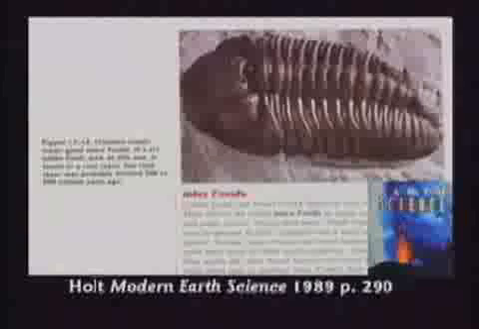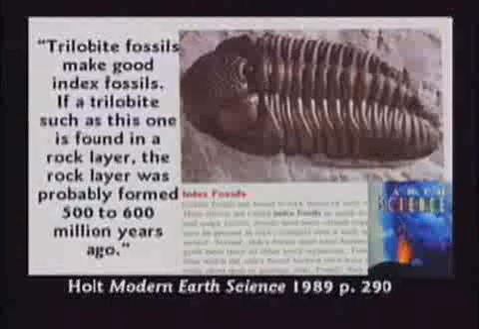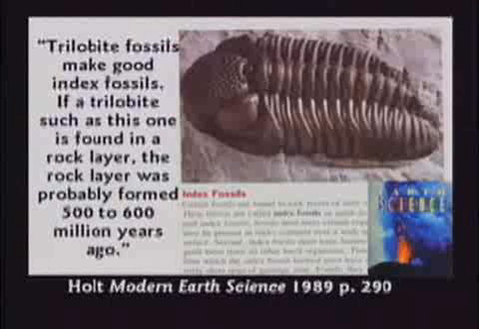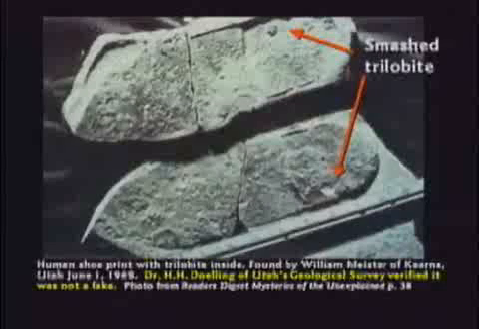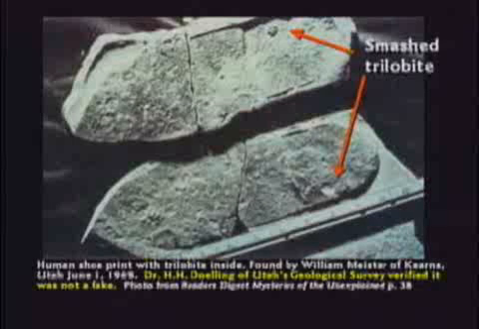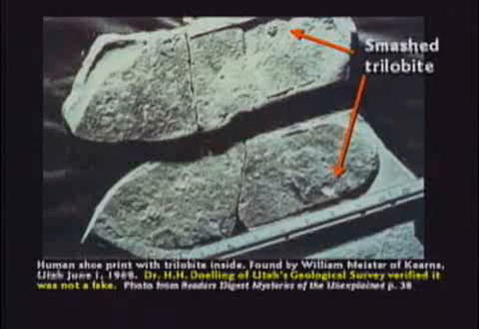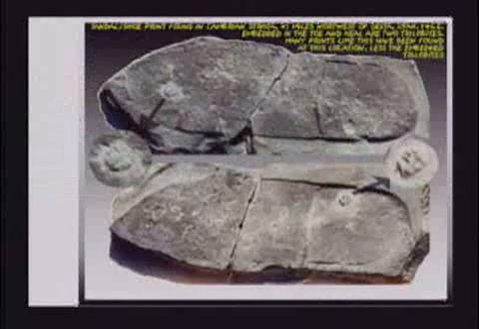This textbook shows the kids a trilobite. And it says a trilobite's a good index fossil. If you find a trilobite, it probably lived 500 to 600 million years ago. I don't think so. Somebody found a human shoe print where the guy had stepped on and smashed a trilobite. They asked geologists all over, how could a human step on a trilobite if trilobites lived 500 million years ago?